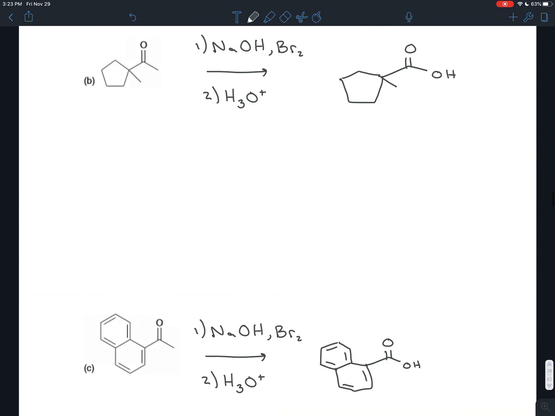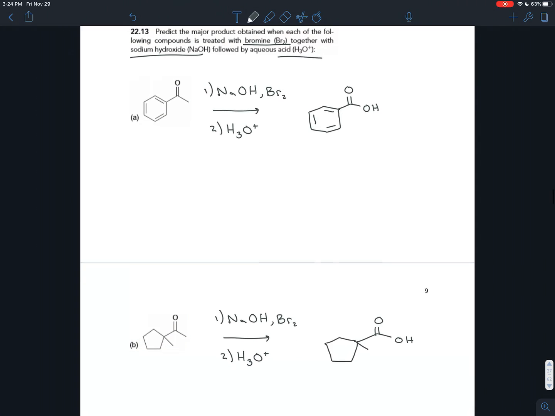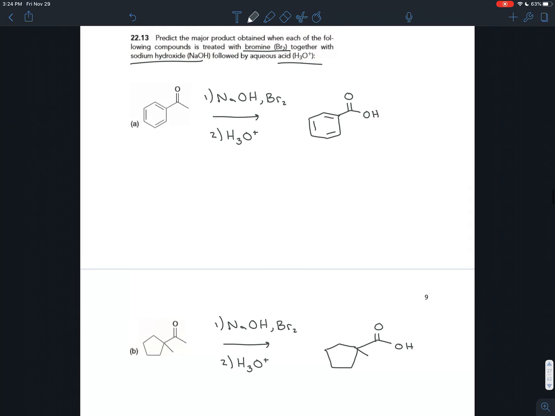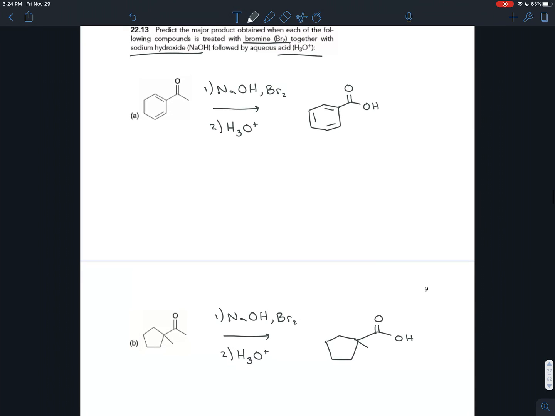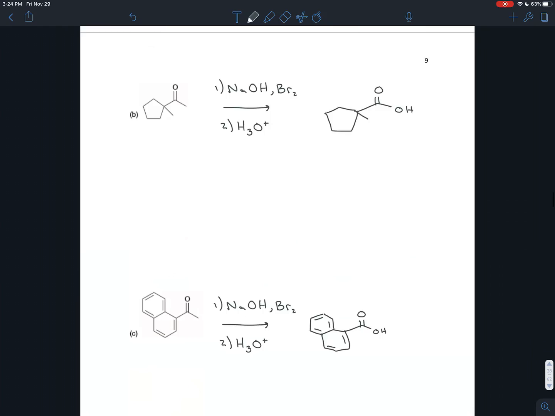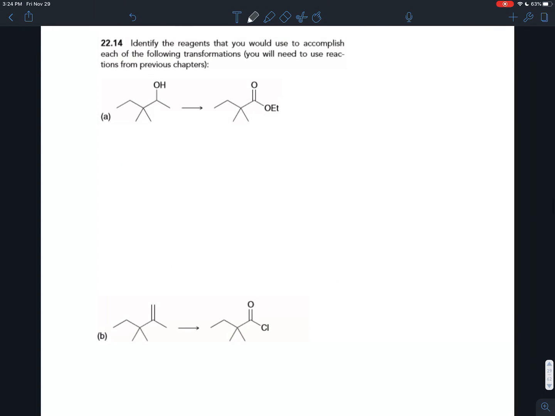And so once you understand the concept behind it, predicting the immediate product in a one-step reaction is pretty straightforward. You just replace the methyl group with an OH, otherwise the molecule stays the same. Let's try to incorporate that idea into larger synthesis problems, and that's what we're going to do in exercise 22.14. It says to just identify the reagents you would need in order to accomplish each of these transformations.